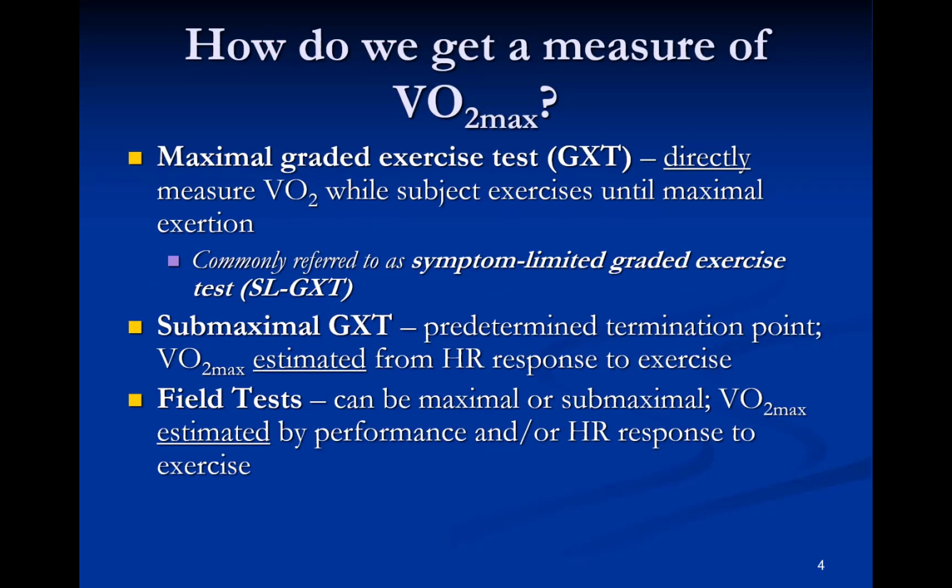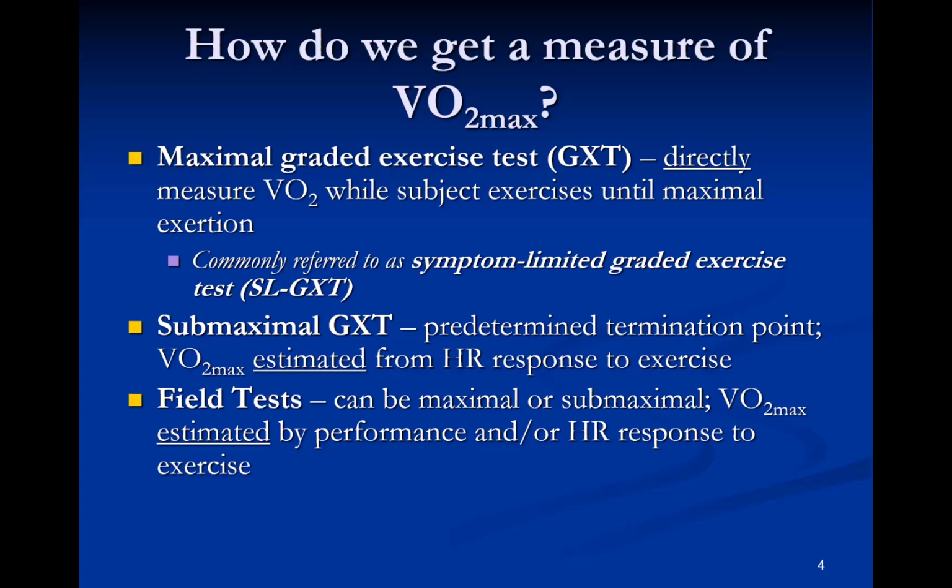So to get a measure of VO2 max, you can directly get it via a maximal graded exercise test. And a graded exercise test just means that it's an exercise assessment where the intensity gradually gets higher and higher. And that's why we call it graded, because each stage is considered a grade. But a maximal graded exercise test, the person would work until they can no longer keep going, until they reach their max. And during that test, you would actually measure oxygen consumption while they're doing this effort. This is sometimes referred to as a symptom limited graded exercise as well, just denoting that you would stop the test if they had any symptoms.